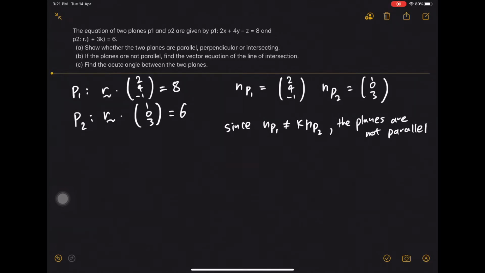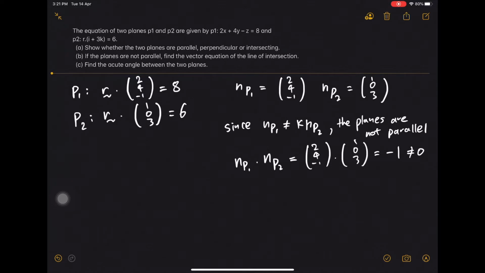Then what about perpendicular? How are you going to show that they are perpendicular? We're going to use the normal vectors np1 and np2 and take their scalar product. If you do the scalar product, you're going to get -1, and this is not equal to 0. If the value is not equal to 0, this means that the two planes are not perpendicular.